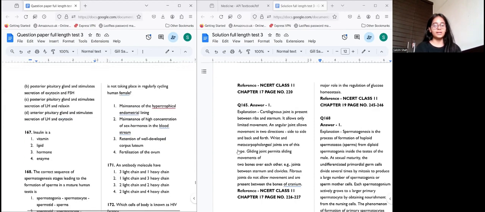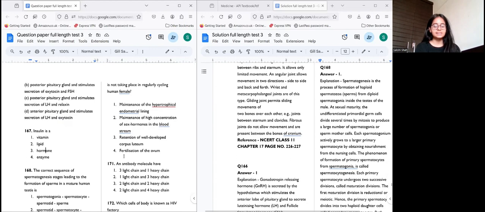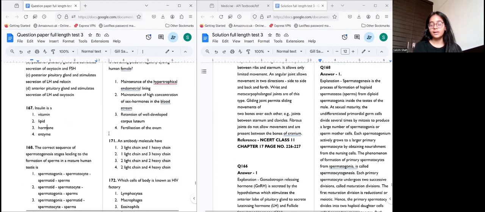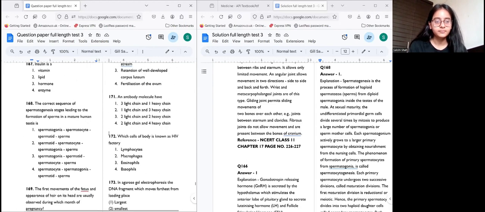Insulin is obviously a hormone. We all know that. So the answer for 167 is option 3, which helps in absorption of glucose and prevents hyperglycemia. That is why it's used in diabetes.